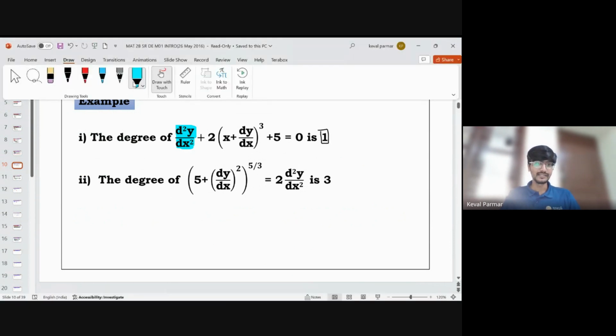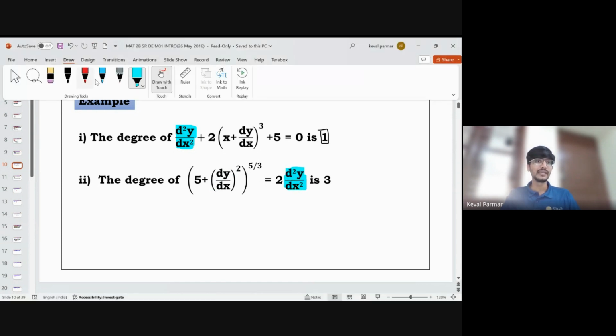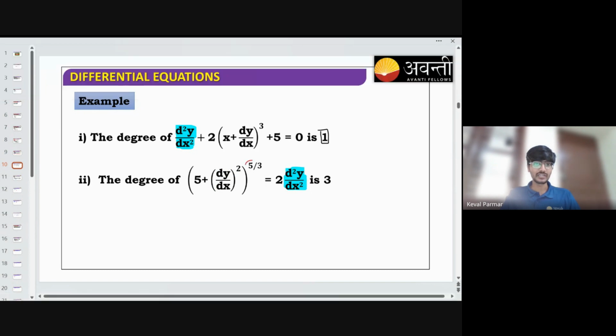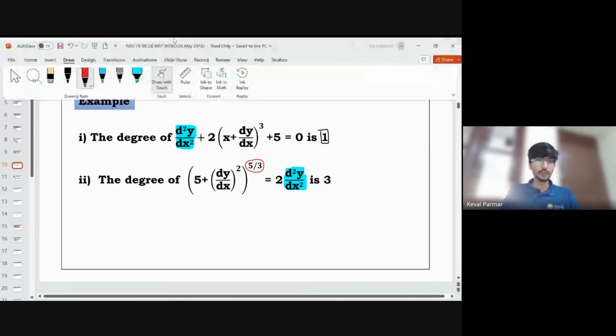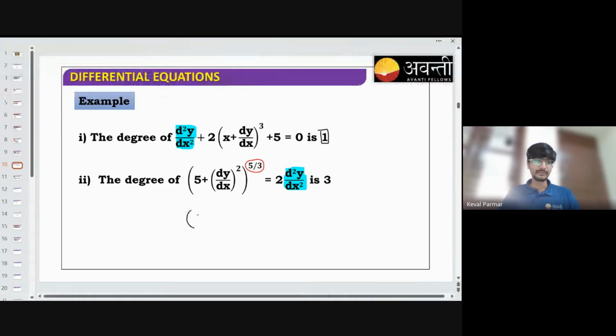In the second one, you can see we have 2 d2y by dx square and dy by dx. But the main thing is that this is not a polynomial. Why? Because we have fractional powers. 5/3 is a fractional power, and fractional powers are not allowed on the differential coefficient. So what do we have to do to remove the fractional power? It is over 3, meaning a cube root. So if I cube on both sides, what will I get?